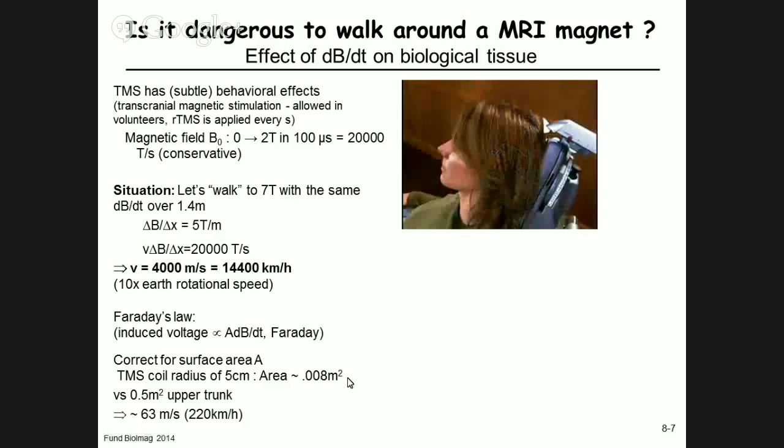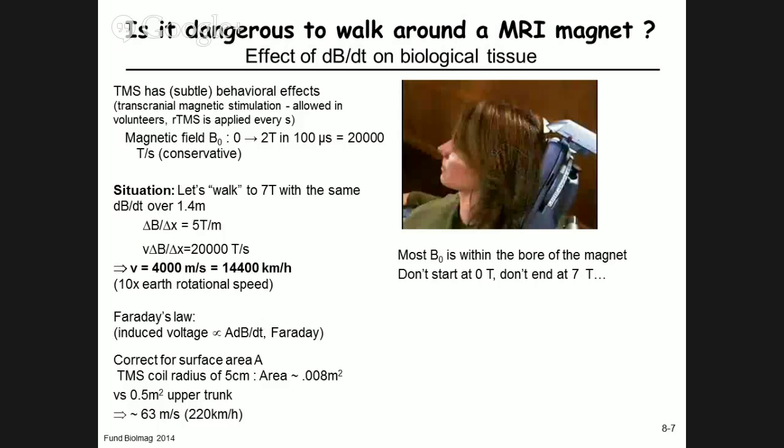And if we correct for that, then the velocity that we would have to have to produce the same change in voltage induced in the body would be 63 meters per second, or 220 kilometers per hour. Still a decent run. Not even Usain Bolt can do that. Okay, now next consideration. Most of the magnetic field is inside the magnet. So once you get outside of the magnet, it has already fallen off considerably. So if you walk around the magnet, you're not exposed to 7 Tesla. You're exposed to more like 4 or 5 Tesla or 3 Tesla.